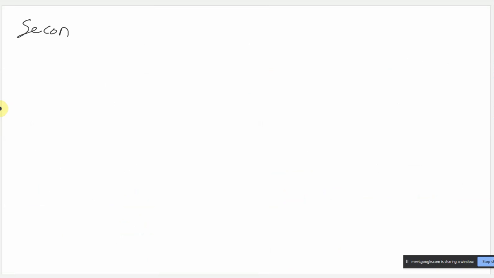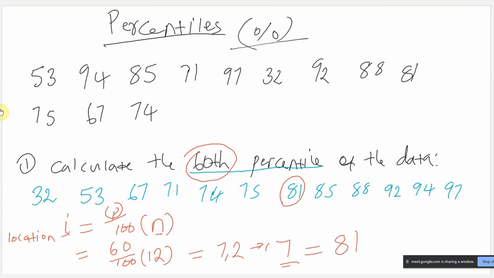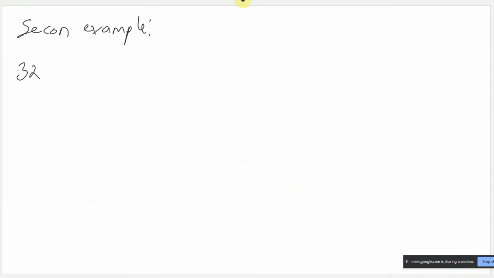Second example, I have 32. Please call out the data again. Did you capture it? Okay, please call it out for me. It's 32. Okay, 6, 7. Yeah.